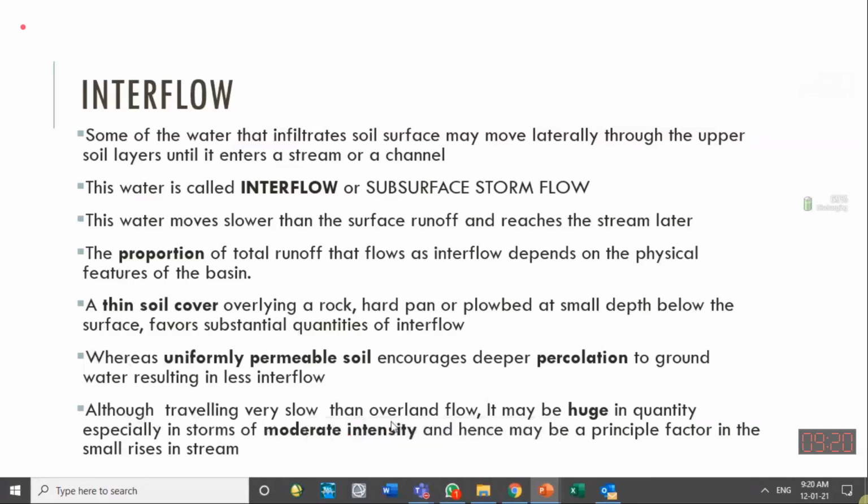Although traveling very slow as compared to overland flow, it may be huge in quantity, especially in storms of moderate intensity, and hence may be the principal factor in the small rises in the streams. Small rises in stream mean rise of the water flow, water quantity in the stream. So it reaches the stream later than the surface runoff. After the precipitation, first it will be the surface runoff that will be reaching the stream. After some time, interflow also starts joining the stream and starts giving rise to the hydrograph in the stream that we can see.